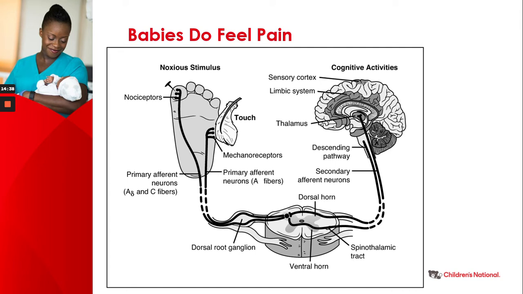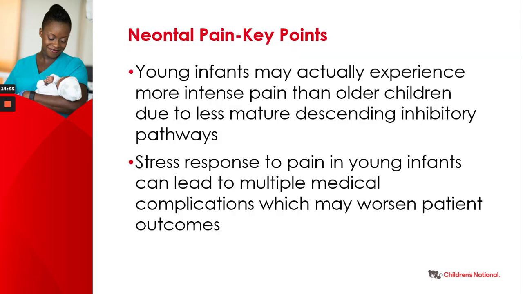And just to review, the pain is transmitted from the primary afferent neurons to the dorsal horn of the spinal cord, and then the descending inhibitory and other pathways from the brain can modulate these pain sensations. So babies, yes, they do feel pain, and they actually may experience more intense pain than older children due to less mature descending inhibitory pathways. And it's been shown that the stress response and the physiologic responses to pain in infants can not only cause them distress, but it also may worsen their medical conditions and can lead to comorbidities.